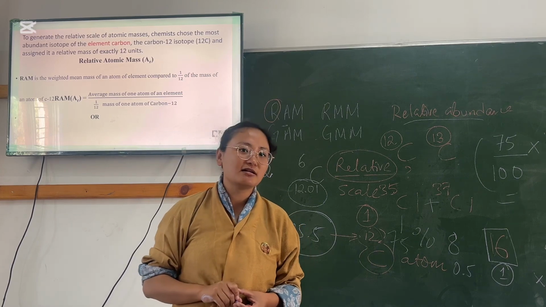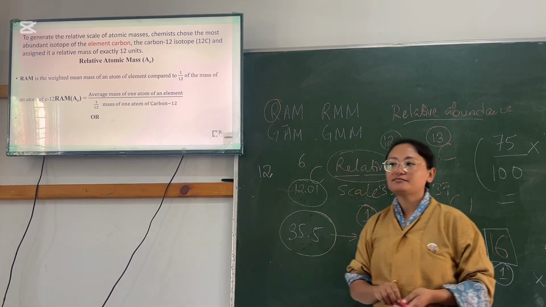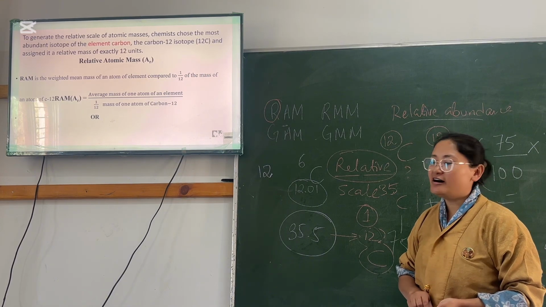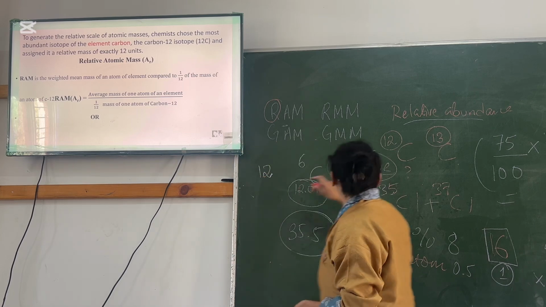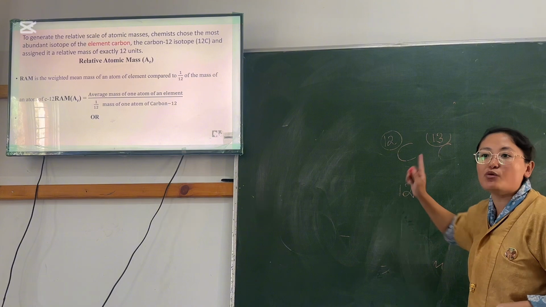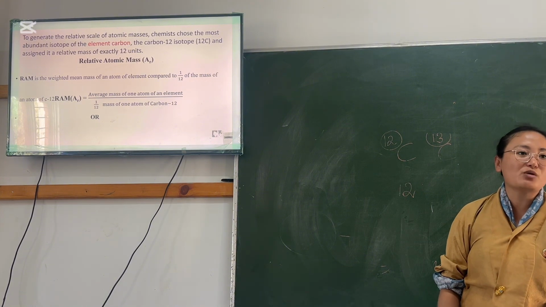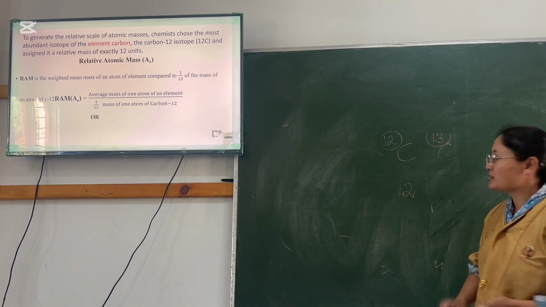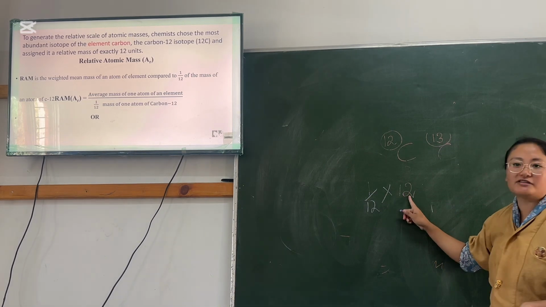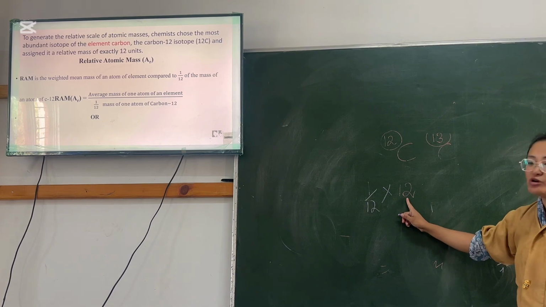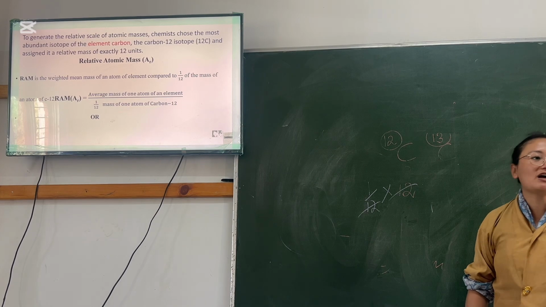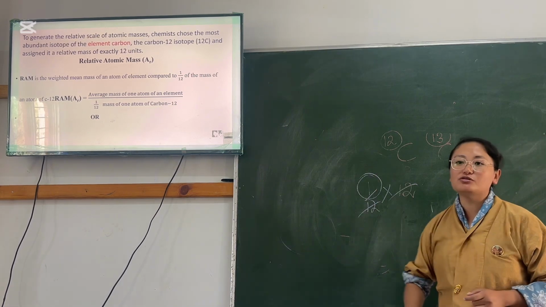What does that mean? How did you get 1? Times half? They compare to 1/12 of the mass. Remember, carbon 12 has a mass of 12, and 1/12 part of that is how much? 1/12 of the mass of that carbon 12 isotope, which is 12. So what is your answer? 1. When you take 1/12 of carbon 12, you keep that as 1.